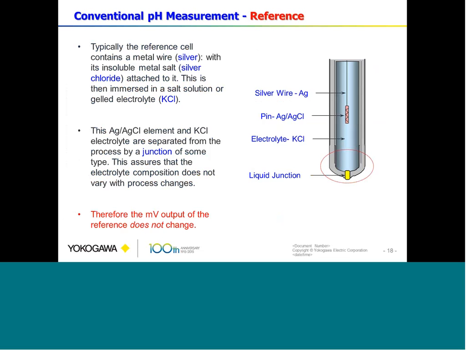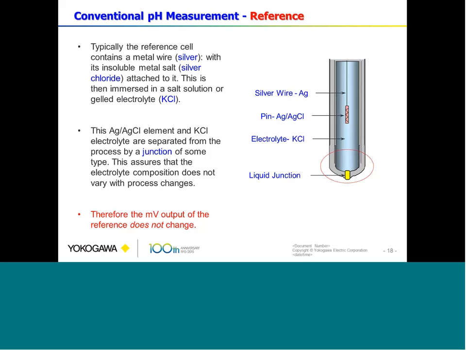Now, that constant potential is not affected by changes in the process. However, it is affected by the constituents in the process that can cause things like the poisoning of the silver element, the KCl being depleted, in other words, pumped out through the junction, or the junction itself being coated or plugged. So all of those things that can happen to the electrode will cause it to have errors when, in its pristine state, it does supply a perfect reference electrode voltage.